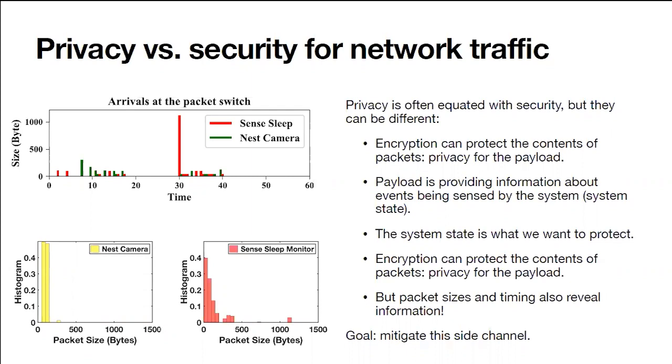So we look at these two sensors. The traffic is, as I said, very intermittent, very bursty. Also, the packet size distributions are very different for different devices. So I can tell just by looking at the packet sizes not only what device is transmitting, but what is happening in the home, just from looking at the timing and packet sizes.